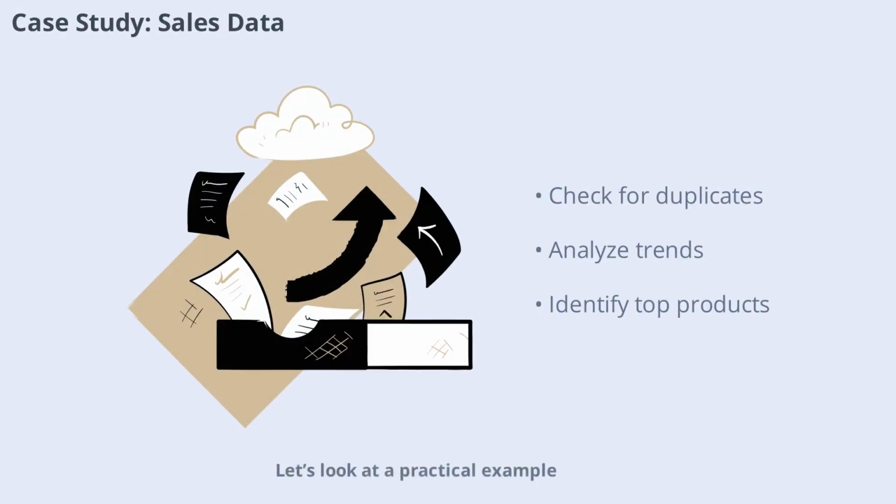Let's look at a practical example. Imagine you have a dataset of sales transactions. EDA would involve checking for missing or duplicate records, analyzing sales trends over time, and exploring relationships between products and regions. By visualizing sales distributions and identifying top-performing products, you can uncover valuable business insights.